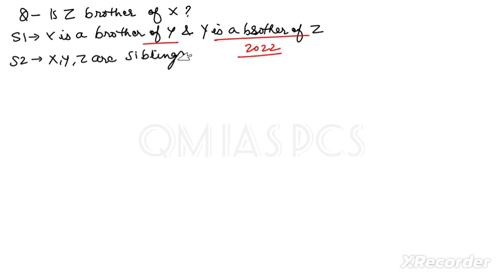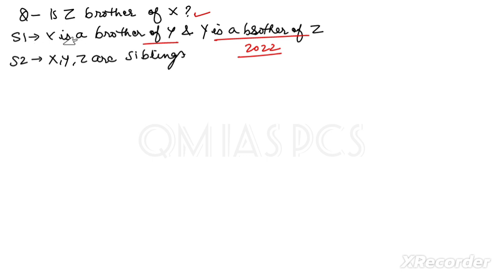Based on that, the options are: statement 1 alone is sufficient to answer this question. Second option, statement 2 alone is sufficient to answer the question. Third option, both statement 1 and statement 2 are sufficient to answer the question. And the fourth one is both statement 1 and statement 2 are not sufficient to answer the question. Okay, so let's try to form the relation tree.